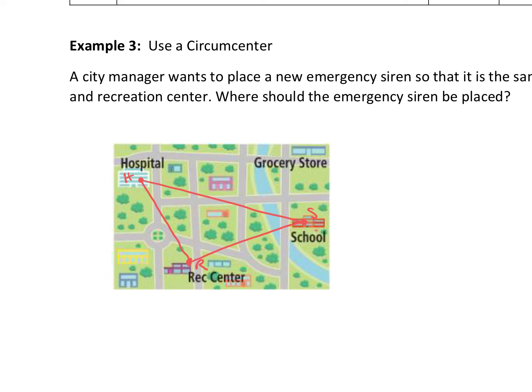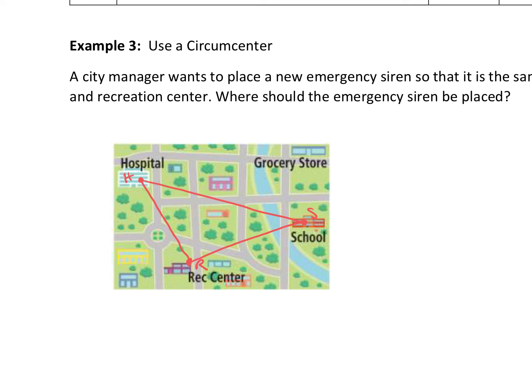So we can find the circumcenter. Circumcenter again is going to be the intersection of your perpendicular bisectors. That spot, that circumcenter, will be equidistant from each vertex. So that's exactly where the emergency siren should be placed. Now, again, it doesn't take finding the perpendicular bisector of all three sides. We just need to do this for two sides.